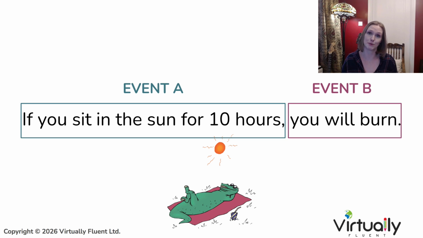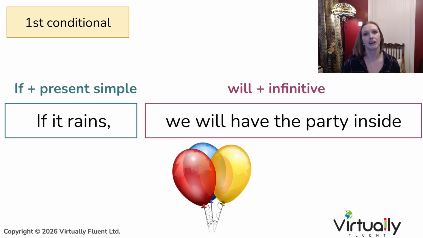You can see a perfect example of a conditional sentence here. If you sit in the sun for 10 hours, you will burn. Here we have event A, if you sit in the sun for 10 hours, and we have the consequence, event B, you will burn. So let's have a look at the first conditional first. The first conditional requires the if part of the sentence to be with the present simple, and the consequence, event B, will be with the will future, which is will plus the infinitive. Of course, both of these parts could also be in the negative forms, and you can also use conditionals in question forms too. For example, if it rains, we will have the party inside.